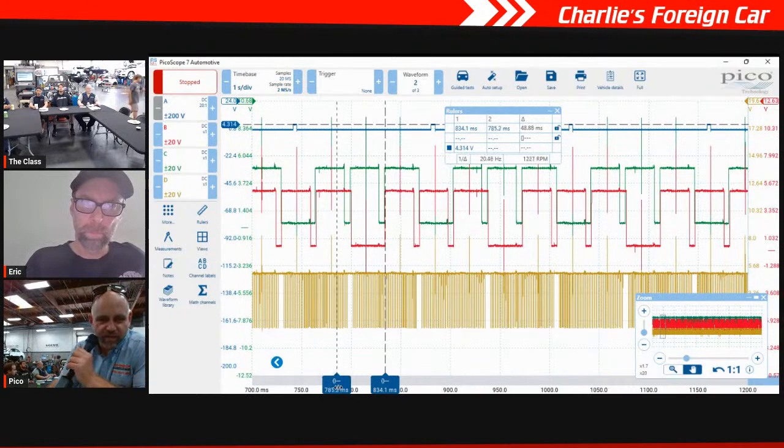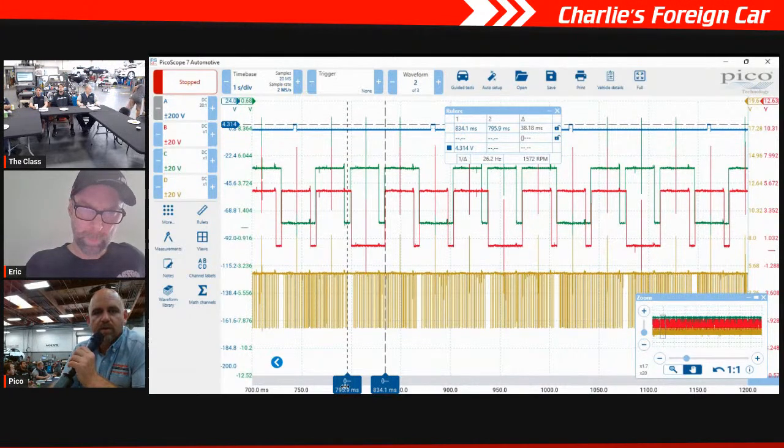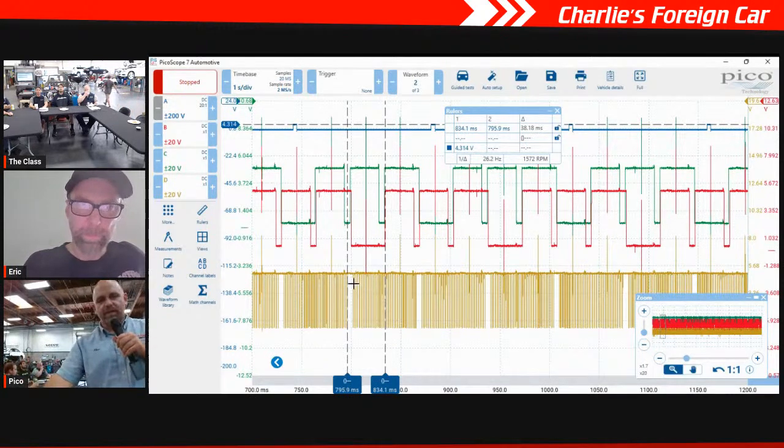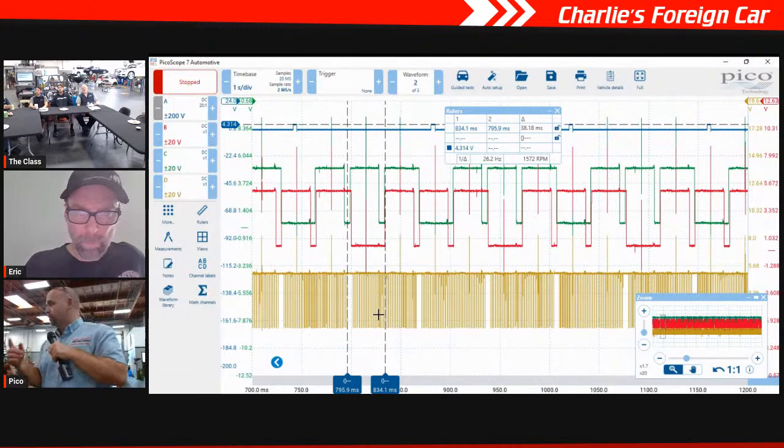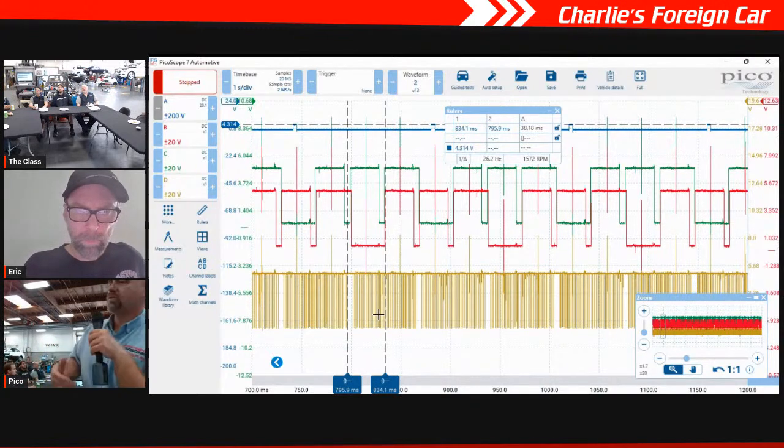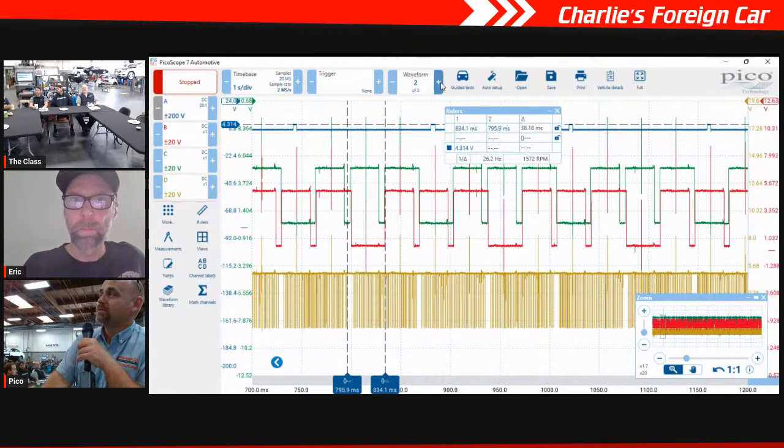And then we take this edge, we just go to the leading edge of the crank right there. And the crank is right there on the crank signal. That's on the yellow line down here. We've got 38 milliseconds of time, which is a little bit different than what we had before. But it's also cold and warming up too. Because it was 28 before, without.